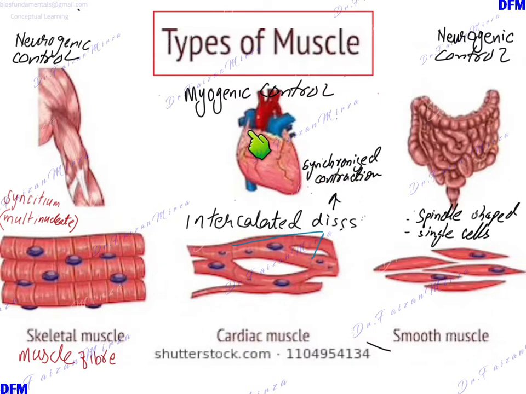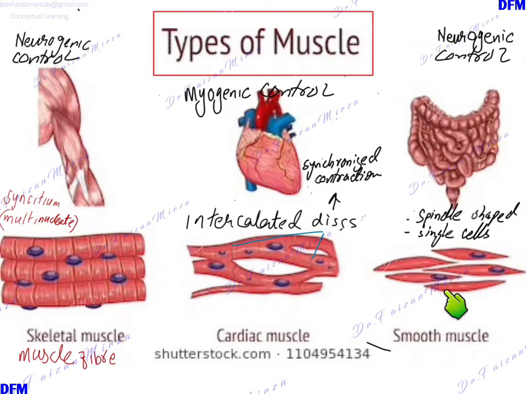Synchronized contraction means that, for example, if one portion of the atria starts to contract, the entire atrial chamber will go into contraction together. Similarly, if a single part of the ventricle starts to contract, the entire ventricular region will start to undergo contraction. The cardiac muscles are under myogenic control, which means they generate their own electrical rhythm, which you can recall from the function of the SA node and AV node.